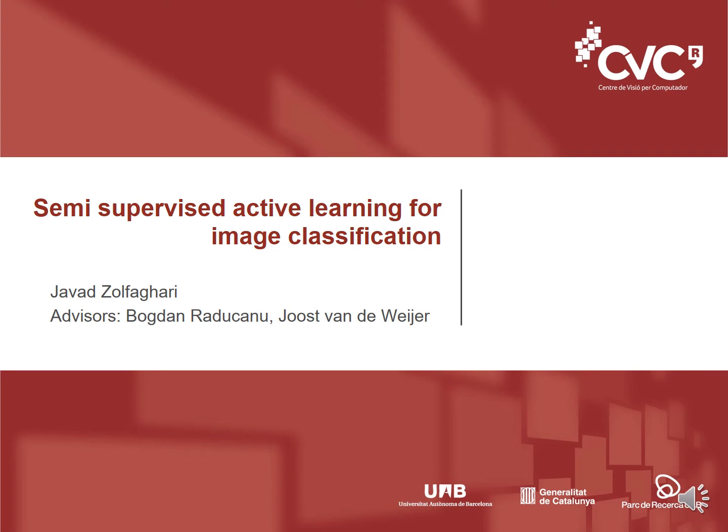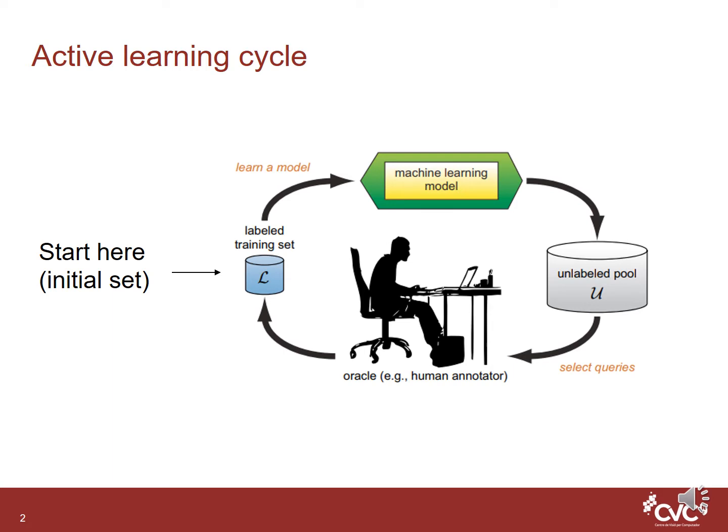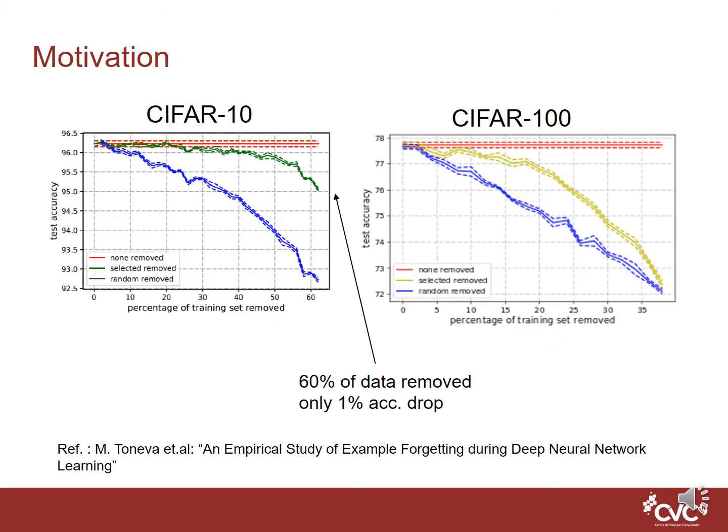I'm going to present my work on semi-supervised active learning for image classification. Active learning methods aim at reducing the annotation effort. The key idea behind active learning is that the machine learning model can achieve a satisfactory performance with a subset of training samples if it is allowed to choose which samples to label.